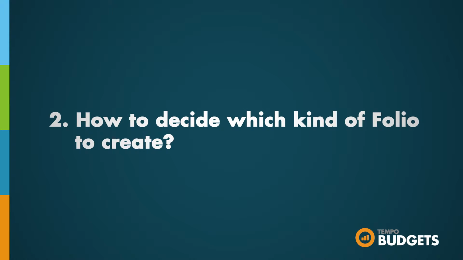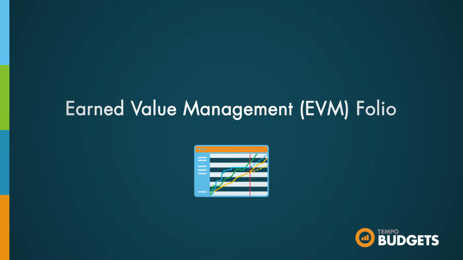So how to decide what kind of folio to create? With Tempo Budgets, you can create a few different types of folios. The first thing to consider when creating a folio is how you want to manage costs and revenue. If the scope of your project is well planned in advance and can be estimated in terms of hours necessary to complete the project, then you should consider using earned value management and track earned value. It is a reliable and objective way to control project costs, giving immediate and accurate indications of project health.